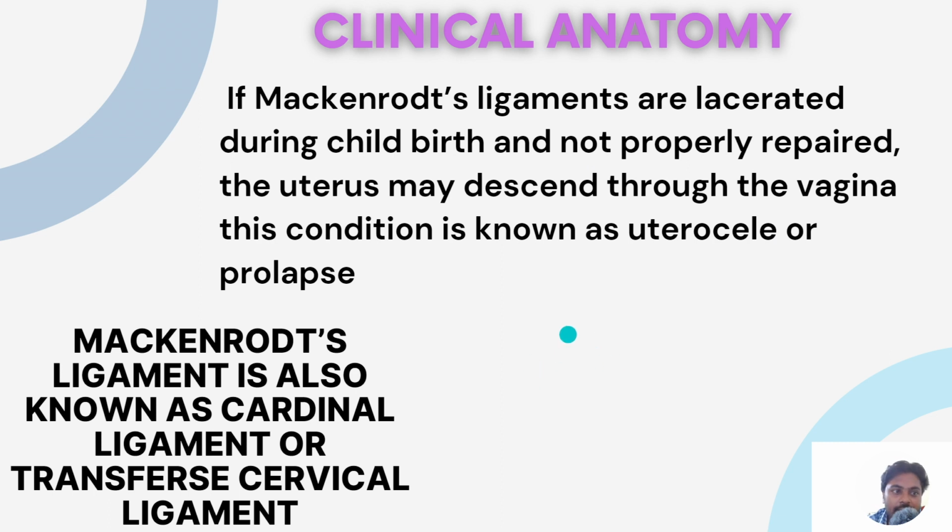Clinical anatomy is very important. Here there are ligaments which support the uterus during labor or childbirth. If McEnroe's ligaments are lacerated during childbirth and not properly repaired, the uterus may descend through the vagina. This condition is known as uterocele or prolapse. These ligaments are also known as cardinal ligaments or transverse cervical ligaments.